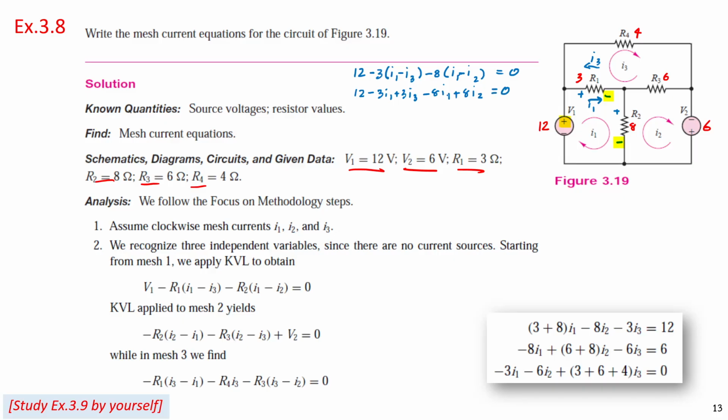3 and 8 make 11, so 11I1. Only the 8 for I2, right? But I change the side. Minus 8I2 minus 3I3 equal to 12. I change to this side. Okay, this should be equation 1, right? Check it.